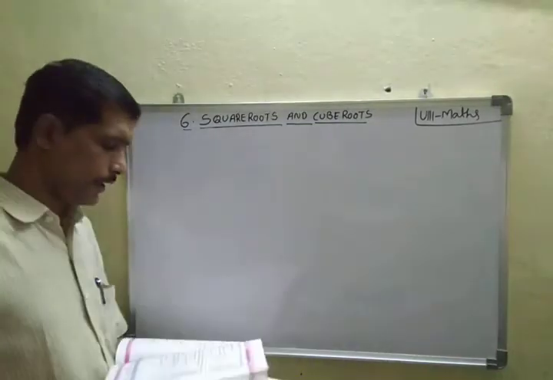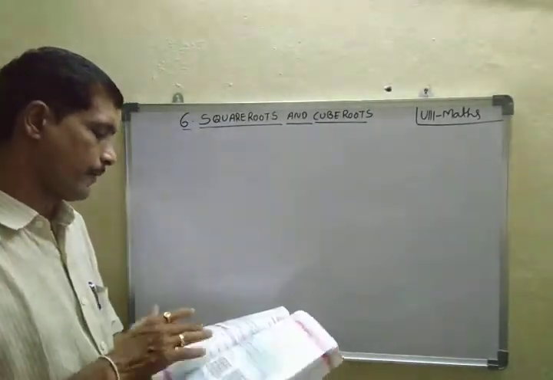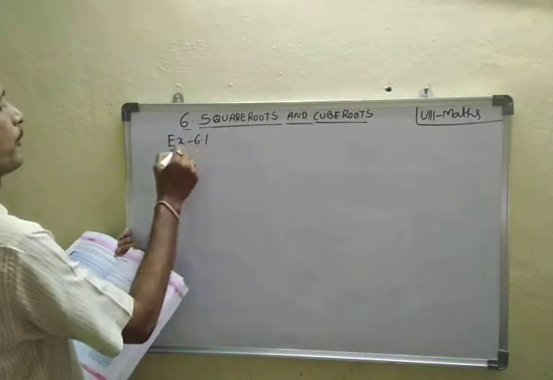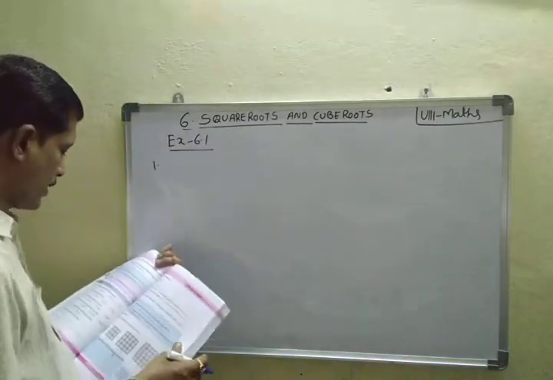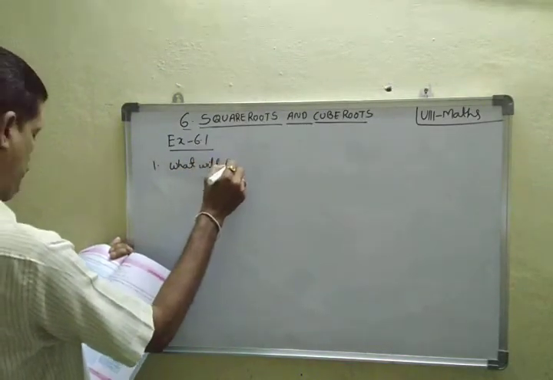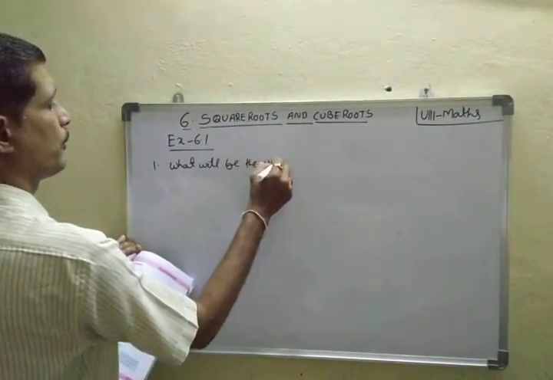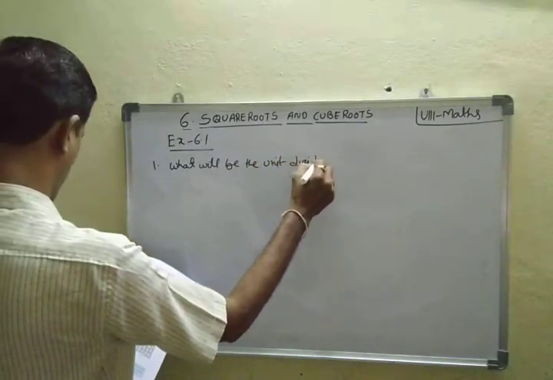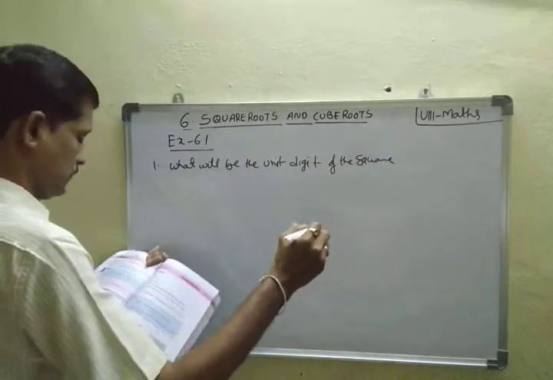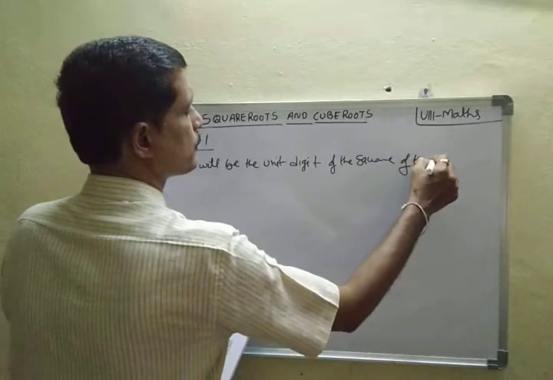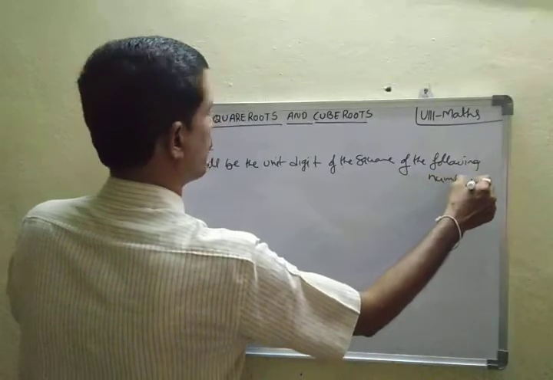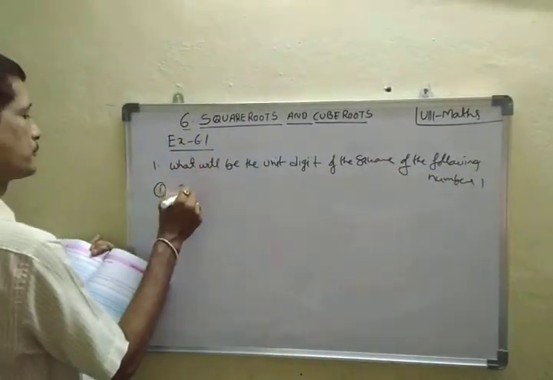Here exercise 1, that is a very easy chapter. Here exercise 6.1. First question. What will be the unit digit of the square of the following numbers? Your first question is 39.